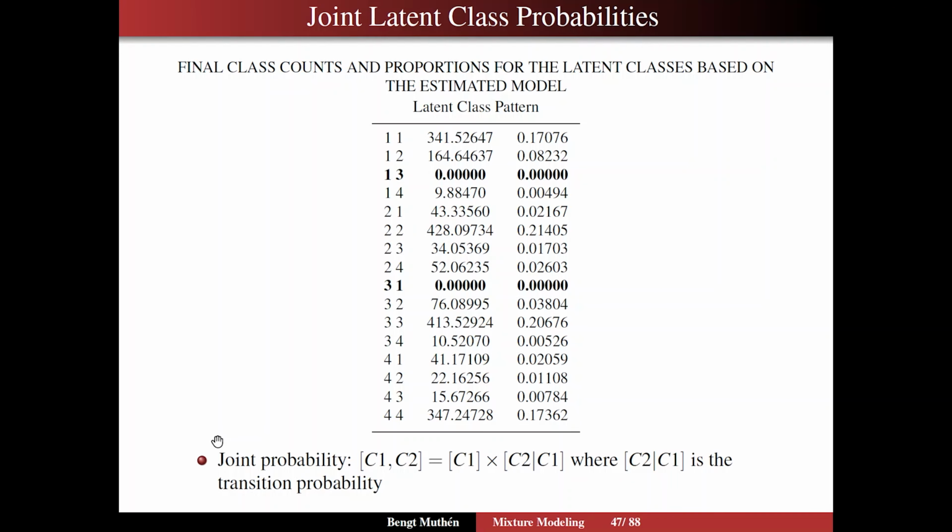So what does that correspond to? Well, you can take a look at the joint latent class probabilities table. So you have all of the, in this case, 4 times 4, 16 patterns here. And pattern 1, 3, being in class 1 at time point 1 and class 3 at time point 2, has nobody in it. Same thing for class 3, 1. And when the joint probability has a 0, this little formula below here implies that the transition probability is also 0. You don't have to bother with that if you're not interested in these technicalities.